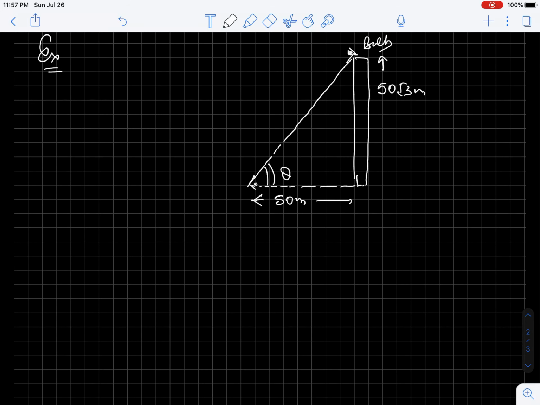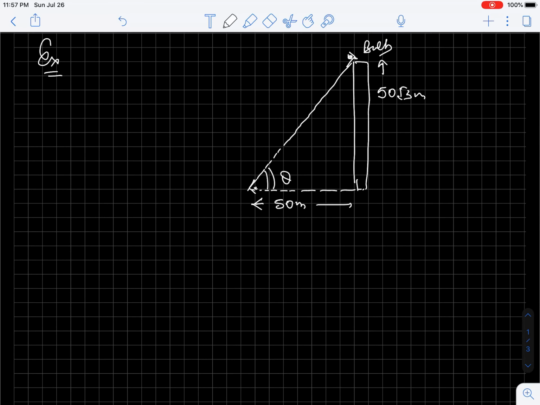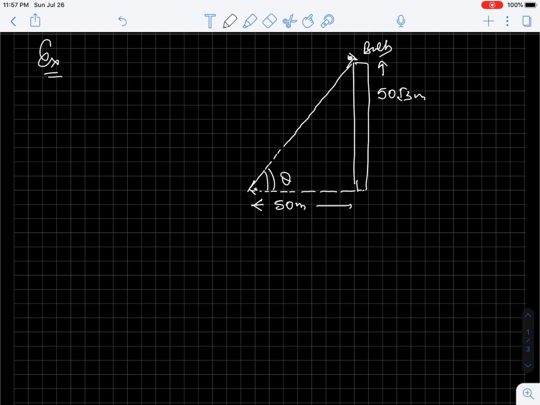I told you earlier, this whole chapter is based on three quantities: h, x, and theta. Applying the simplest approach, tan theta is equal to perpendicular divided by base. The height of the apartment is the perpendicular, that is 50 root 3. The distance of the person from the foot of the building is the base, that is 50. Tan theta equals root 3, so theta is 60 degrees. The angle of elevation in this case will be 60 degrees.